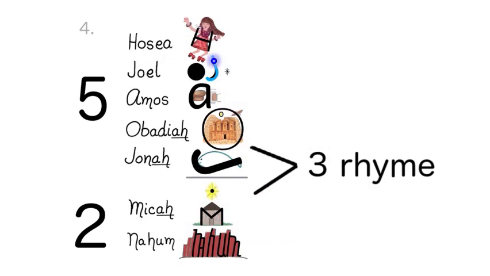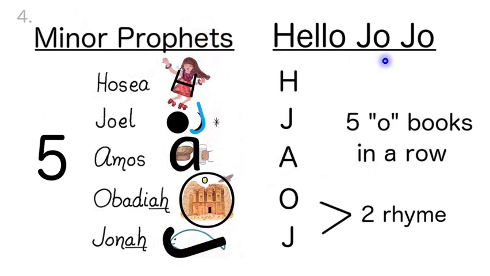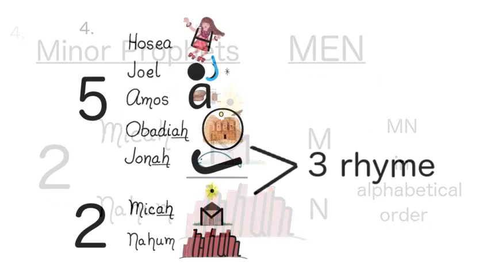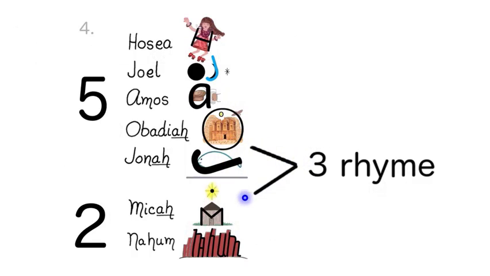The two phrases of these groups in section 4 go together like this. The Joe, Joe, in the first group are two men, Joel and Jonah. And the second group follows with the phrase, two men. Also, these three rhyme. Obadiah and Jonah in the first group, and Micah in the second group.